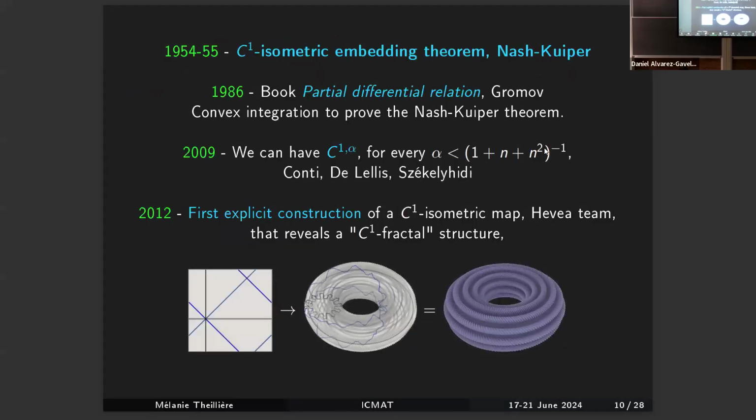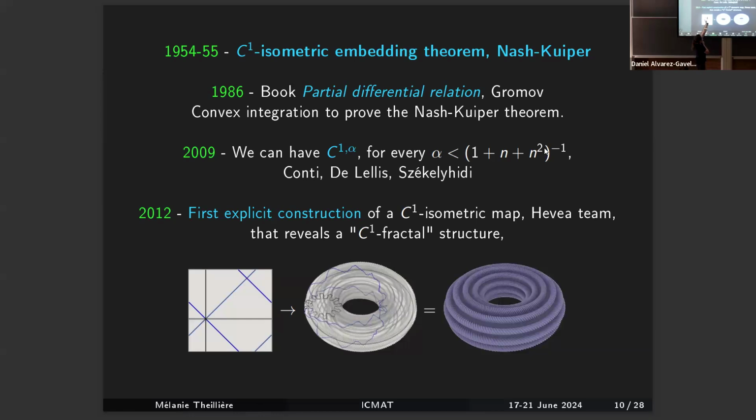So let's continue a bit the historical part of the Nash-Kuiper theorem. So now we have the C1 isometric embedding of Nash-Kuiper. And in fact, this theorem was one of the inspirations for the convex integration theory of Gromov. And let's continue a bit with what happened after. So, like I said, it's possible in C1, it's not possible in C2. So people are interested in the Hölder regularity C1,alpha of such embeddings.